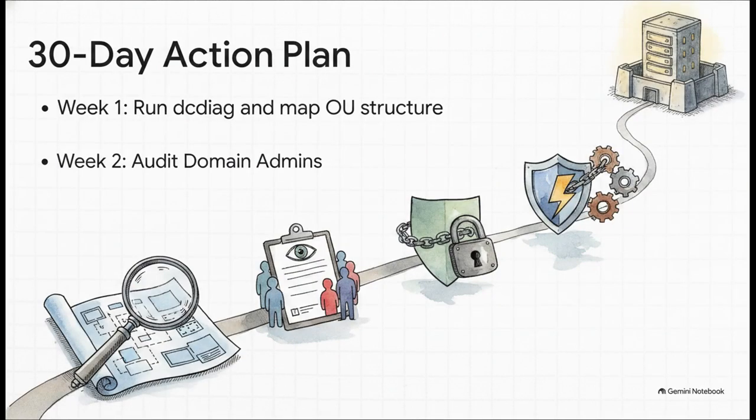We've covered a ton of ground today, from forest architecture all the way to PowerShell superpowers. To turn all this theoretical knowledge into practical, everyday momentum, here's your 30-day action plan. In Week 1, get your health checks running with DCDiag and map your current OU structure. In Week 2, rigorously audit your Domain Admins group. By Week 3, start hardening your security by actually deploying those gMSAs. And finally, in Week 4, use PowerShell to automate your reporting so you never fall behind again.